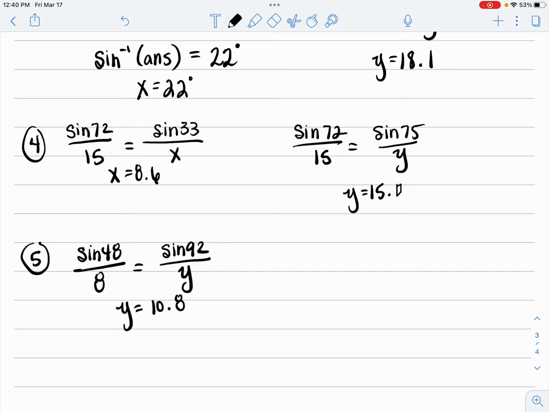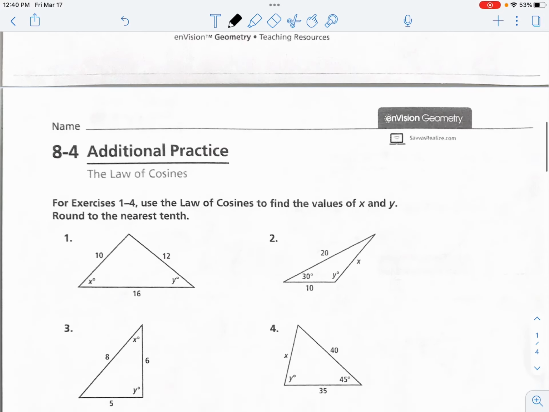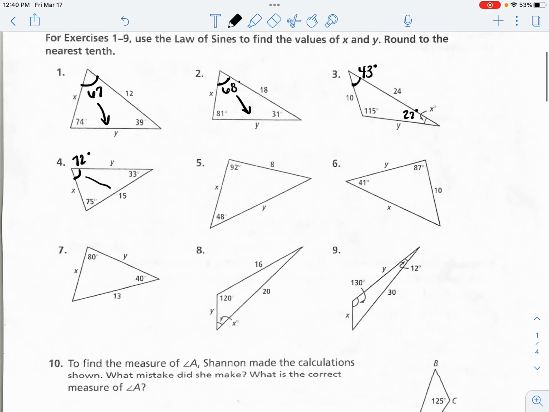And just like happened on numbers 1 and 2, I am going to have to find that third angle. So 92 plus 48, and then subtracted from 180 is going to give me 40 degrees. So this angle is 40 degrees, which I do need to find side x.